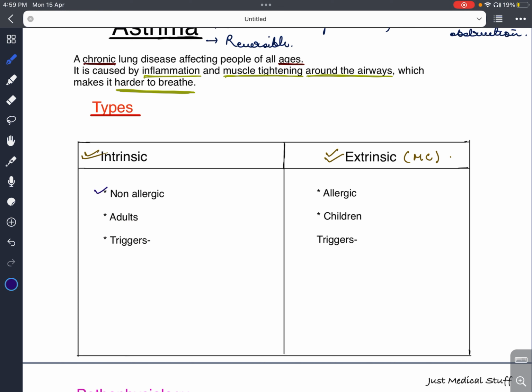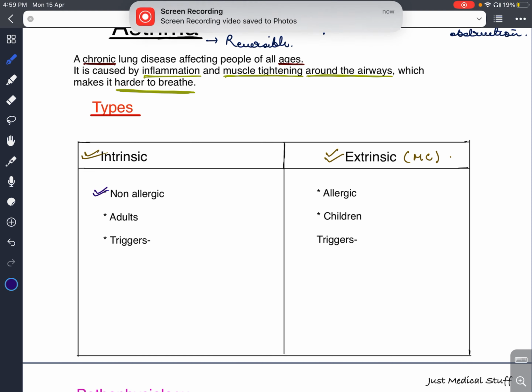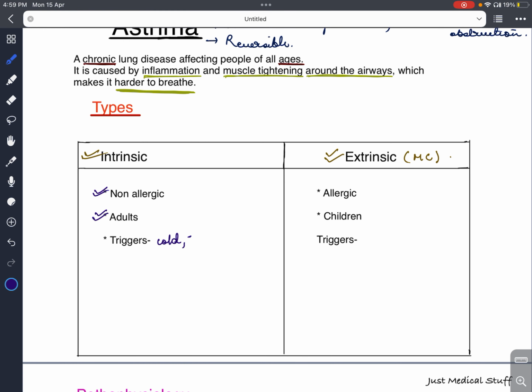Intrinsic asthma is basically non-allergic. It basically occurs in adults, and the trigger factors are cold, exercise, drugs, and infections. So, intrinsic asthma is non-allergic, basically seen in adults. Trigger factors are cold, exercise, drugs, and infections. Now, which drugs? You might have heard about aspirin-induced asthma.